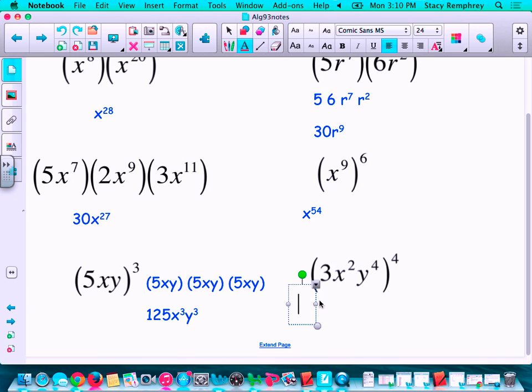Over here, using that same idea, 3 to the 4th will give you 81. Remember that 3 is going to be coming up 4 times in a row. X to the 8th, because I'm multiplying power to a power. So 2 times 4 is 8, and y to the 16th, 4 times 4 is 16.